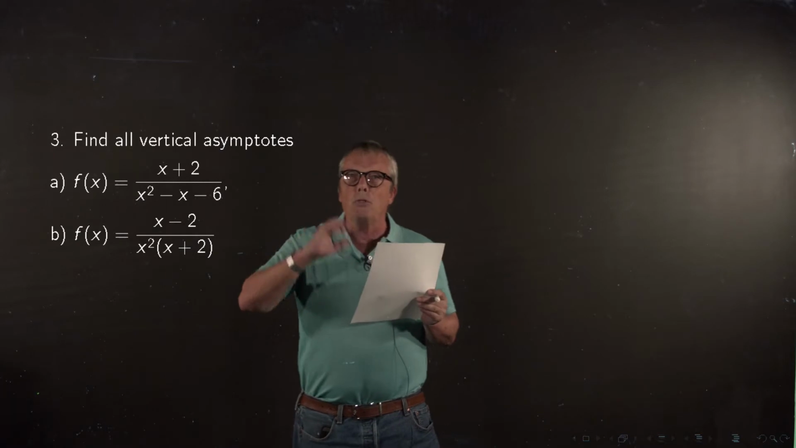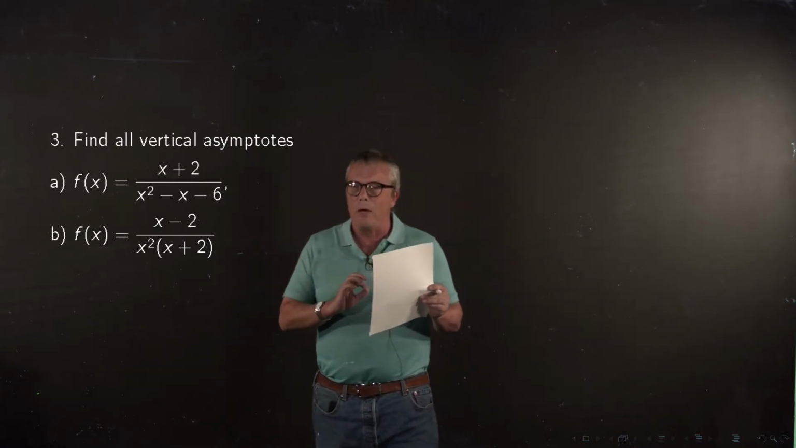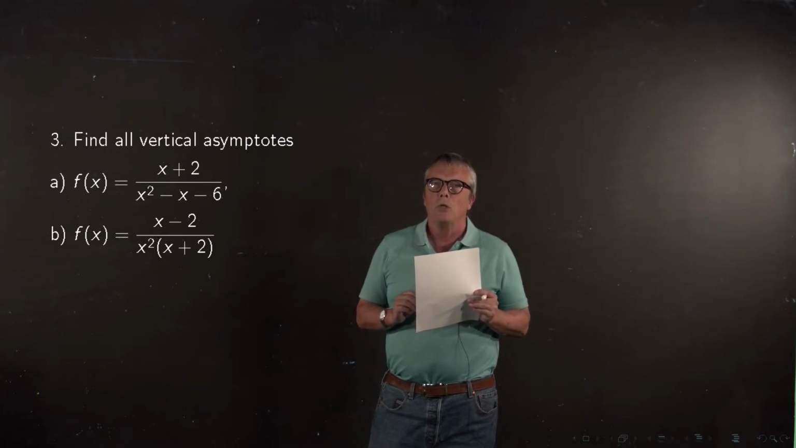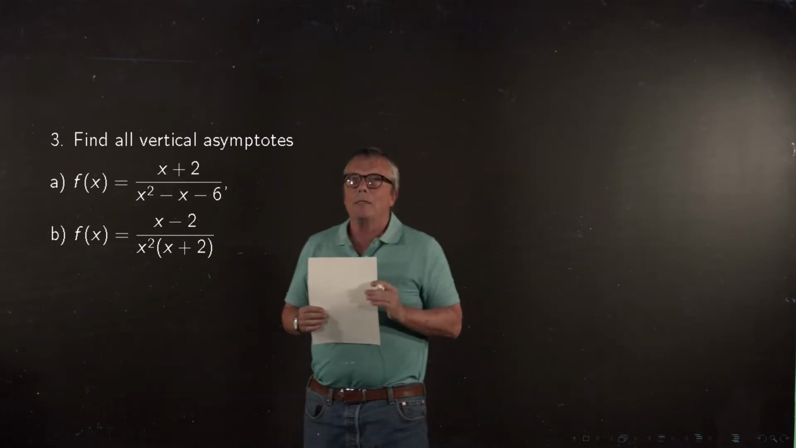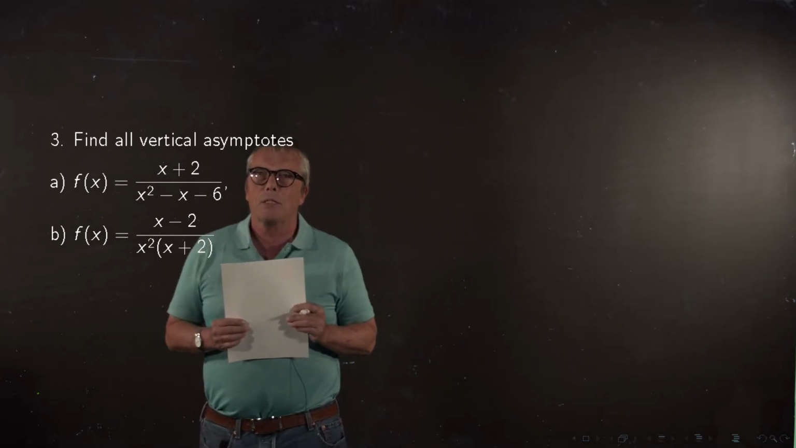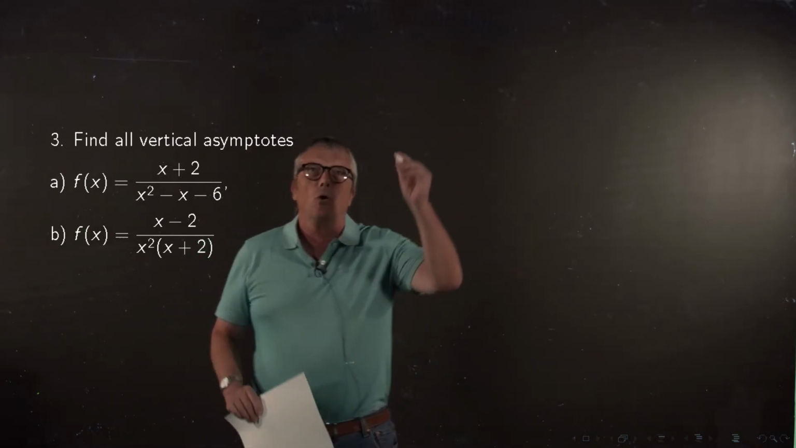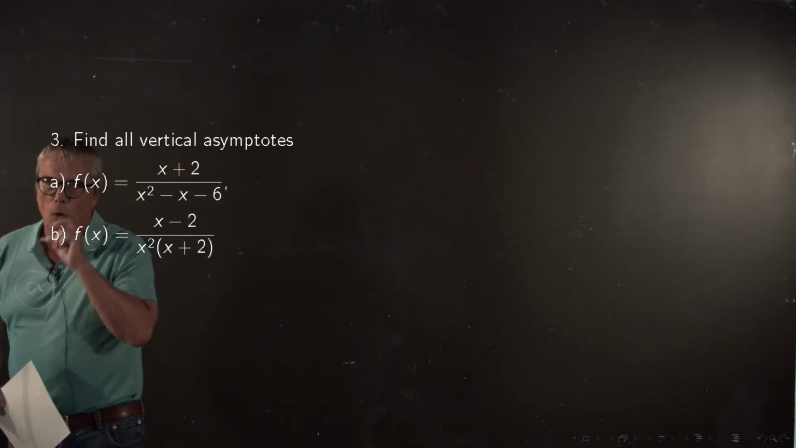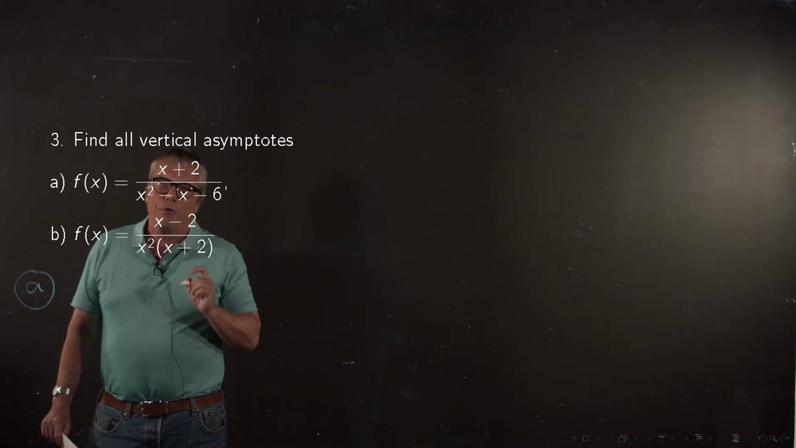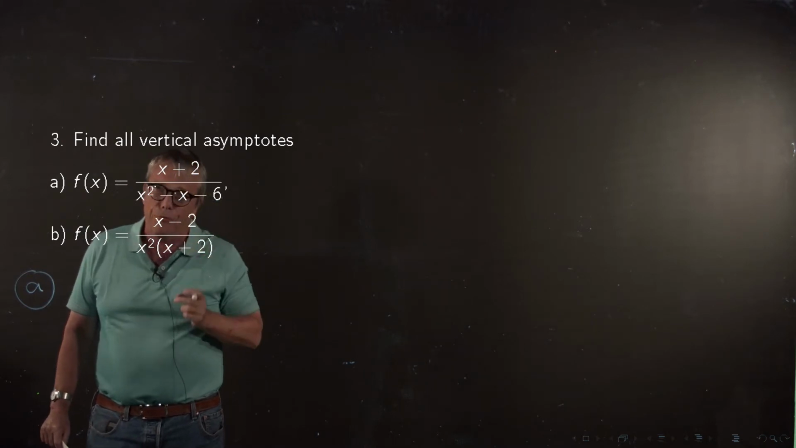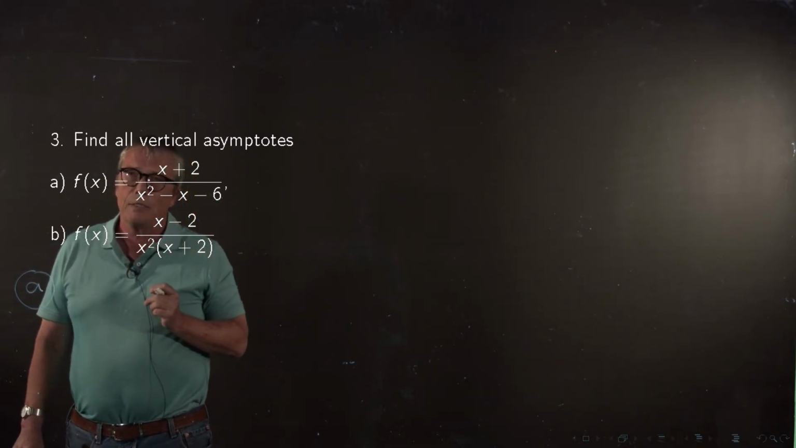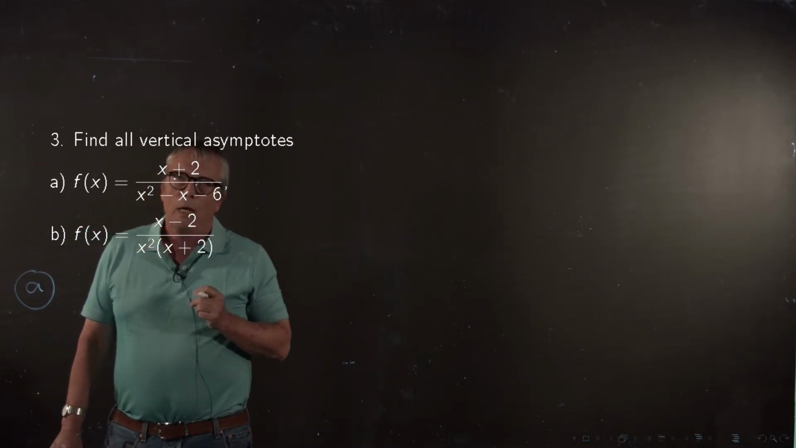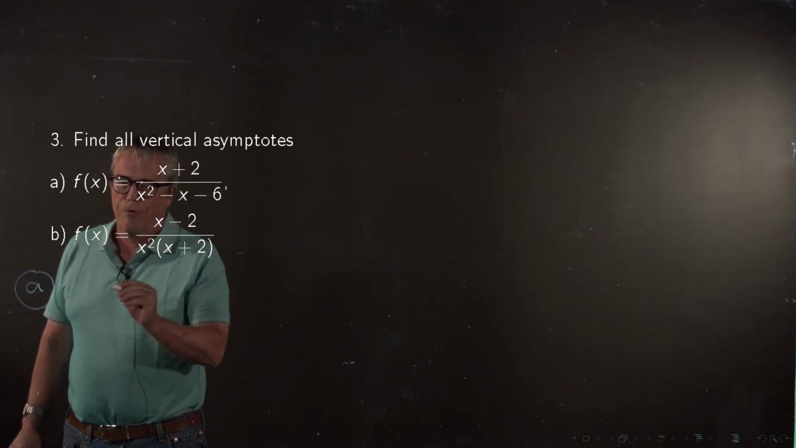In case they both approach 0, then there will be some cancellation going on, and we have to do further computations. So let's discuss these two problems. Let's start with A. In order, the first step we have to do is find the points for which the denominator is 0. And since it's a quadratic, we will have to factor it.